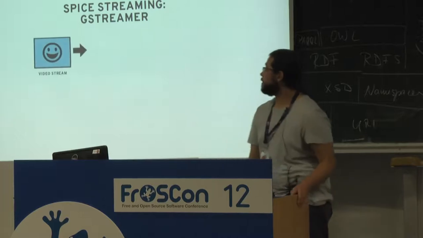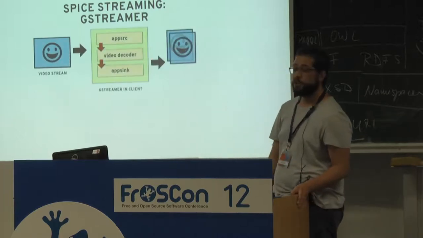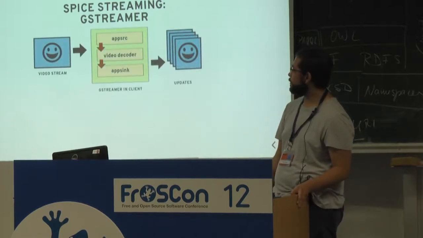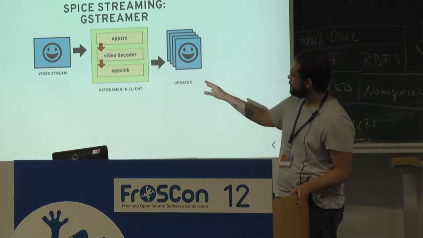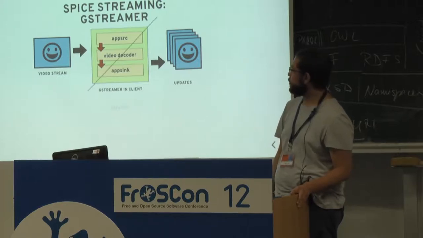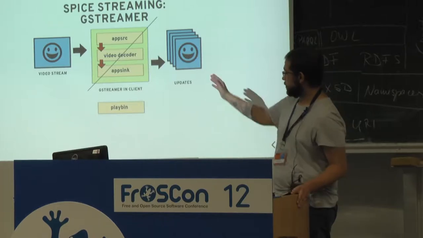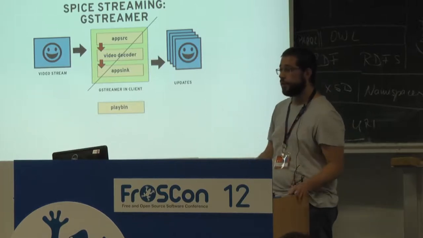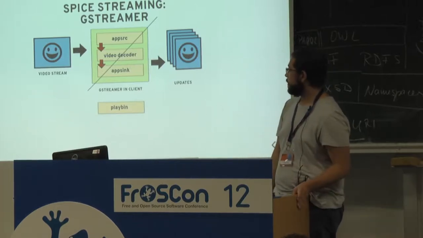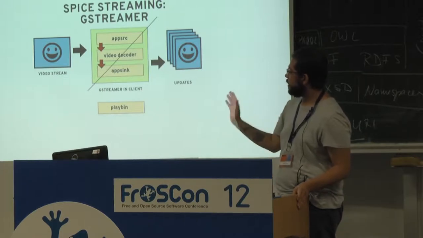In the client, basically, it is just the opposite. We get the video stream, and then we use the video decoder to get the image, or several images, and then we can just draw it on the client. That was how we were doing.